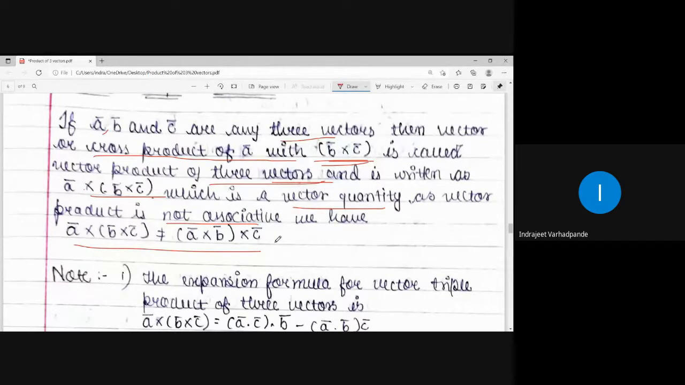अपन ने property of vector product में देखा था, A bar cross B bar is not equal to B bar cross A bar. It is minus B bar cross A bar. So this is not associative or commutative. A bar cross B bar cross C bar cannot be written as A bar cross B bar cross C bar with different clubbing, right? Clubbing of the two vectors is different in this particular case. So the vector triple product or the vector product of three vectors is written in this way. I hope this point is clear.